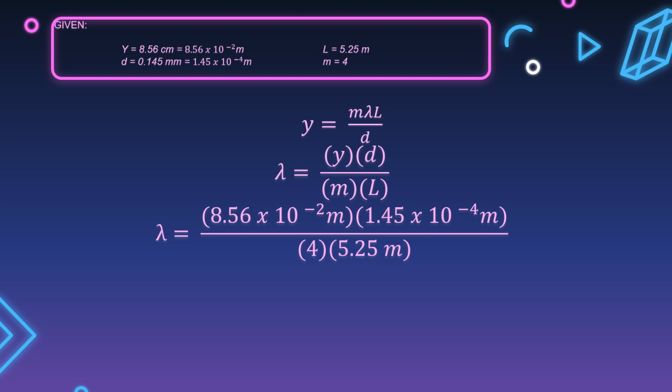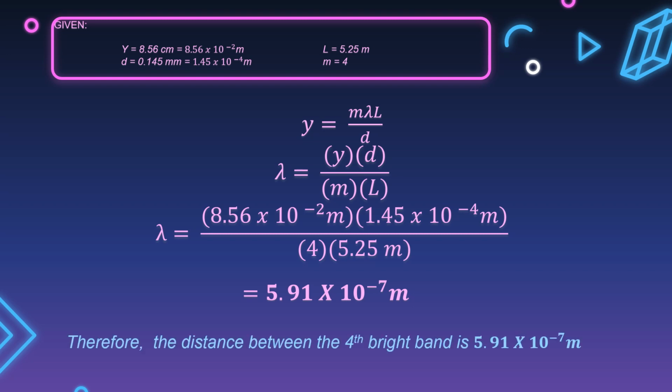Okay, so everybody kindly bring out your calculator and let's solve. Okay, so we'll come up with this answer, 5.91 times 10 raised to negative 7 meters. Okay, so therefore, the wavelength of the light is 5.91 times 10 raised to negative 7 meters.